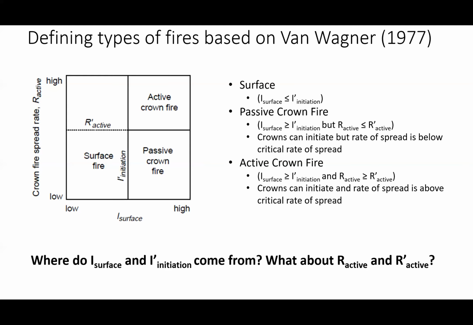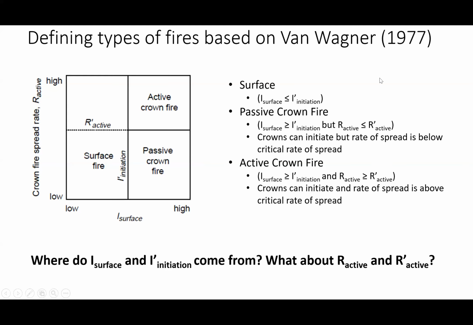So now, in terms of active crown fire, we need both sufficient surface intensity, and we also need our predicted rate of active spread to be high enough. So do you remember, I guess we'll start with R prime, our critical rate of spread required for active crown fire. How do we determine that? The critical rate of spread, yep. And this is also coming from Van Wagner.